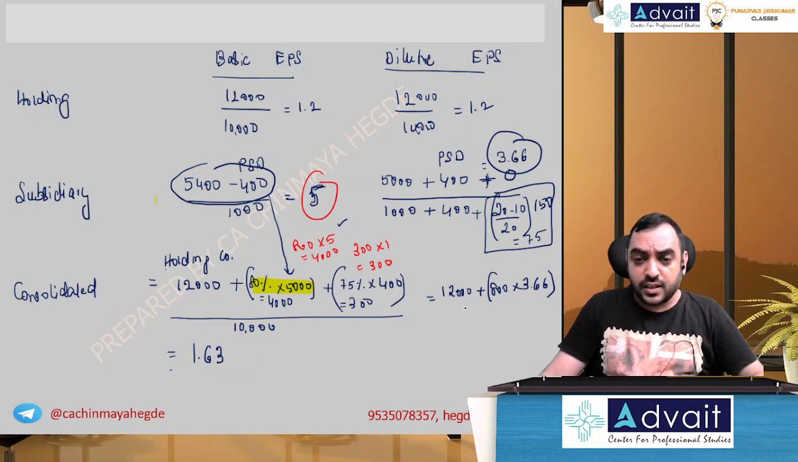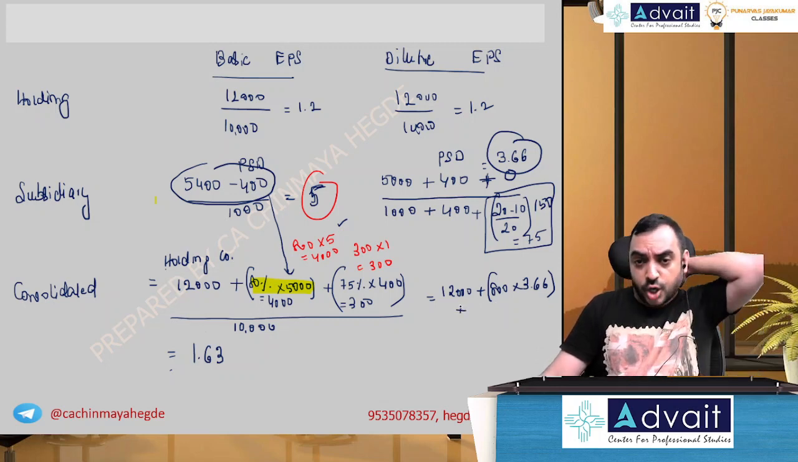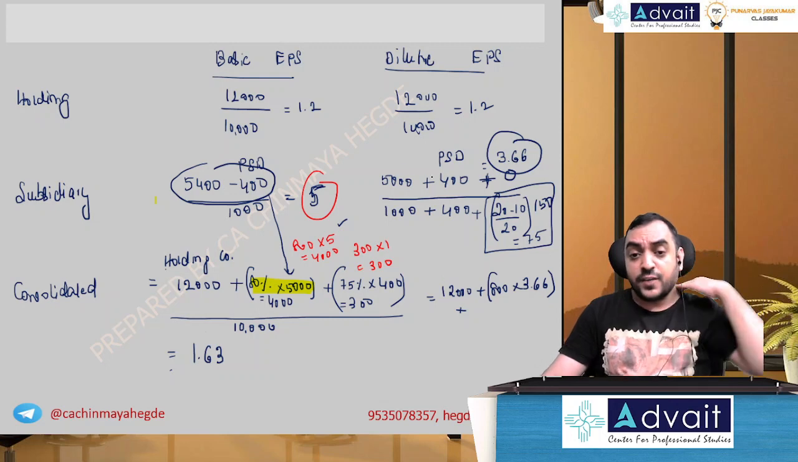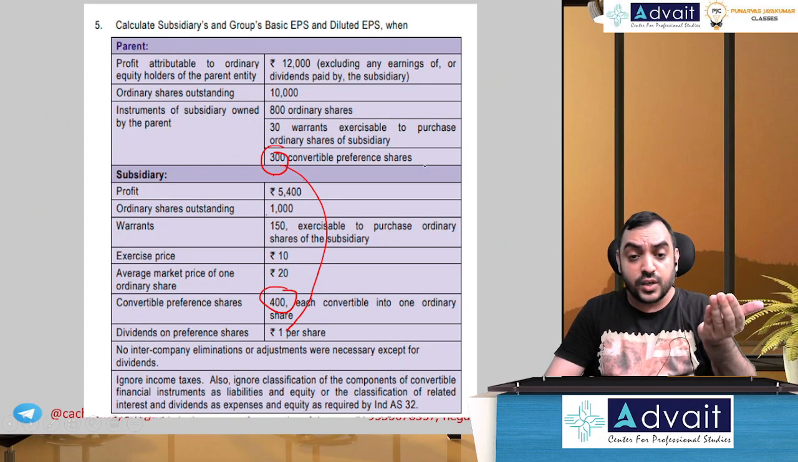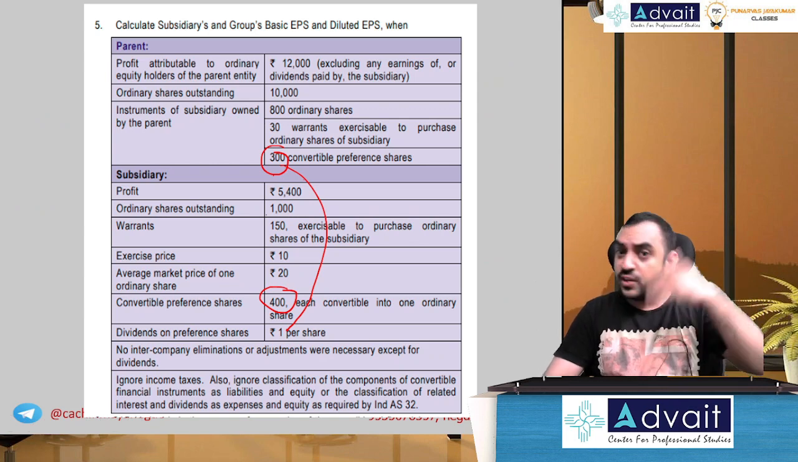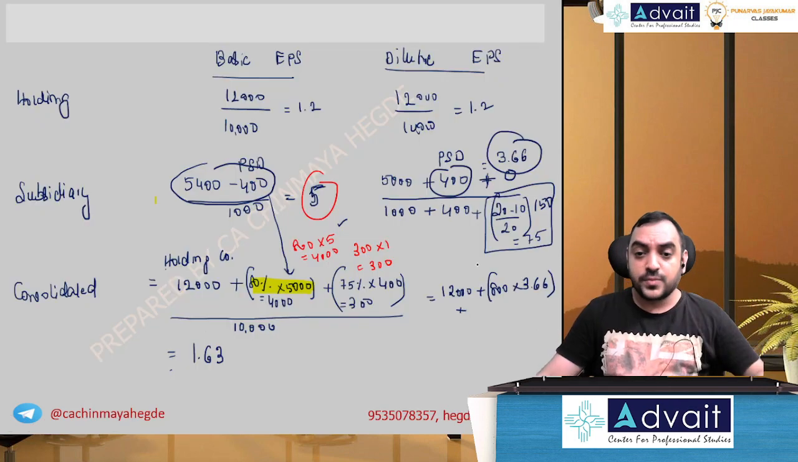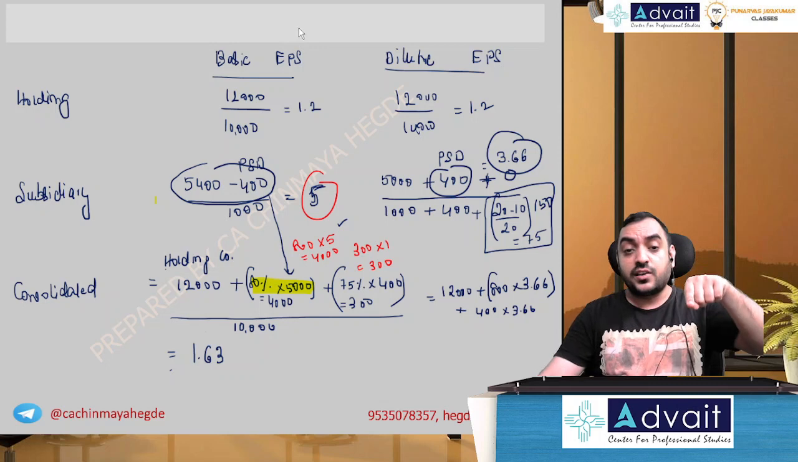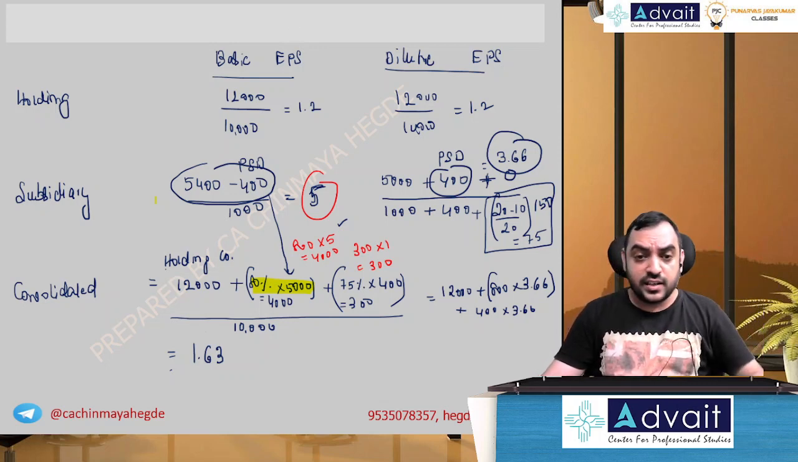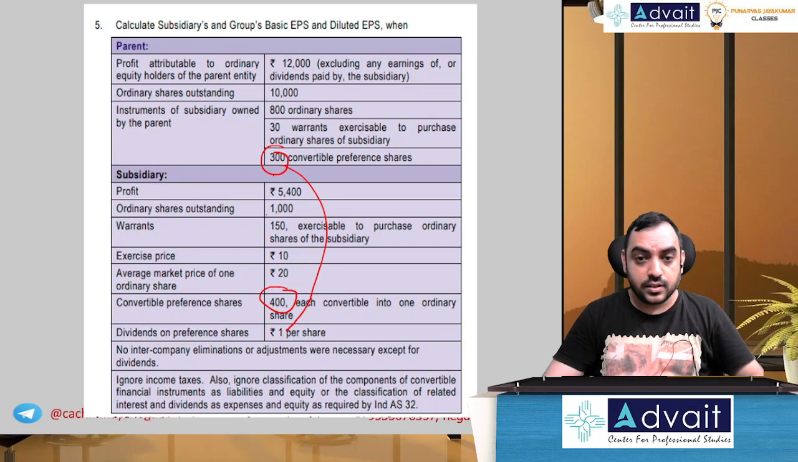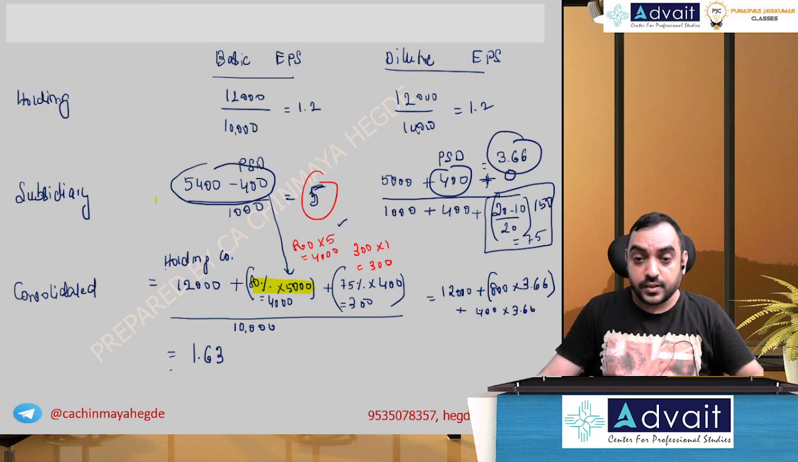Plus, how many preference shares are you having? 400 preference shares, and in place of 400 preference shares, you get 1:1. So 400 equity shares only you get 1:1. So 400 multiplied by 3.66. Those 400 preference shares also will become equity shares. 300 shares. How 300 shares? Oh, 300 preference shares. Correct, correct. 300, not 400.